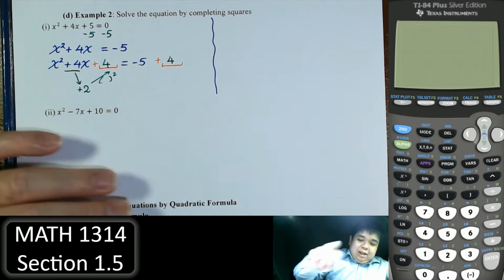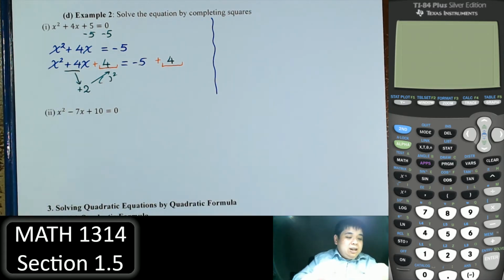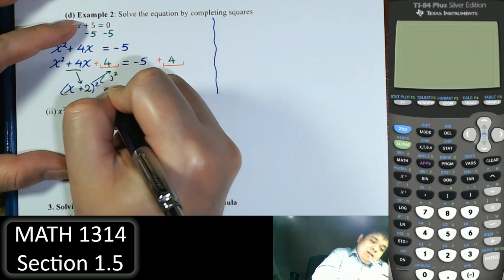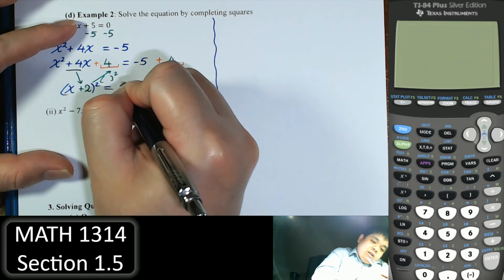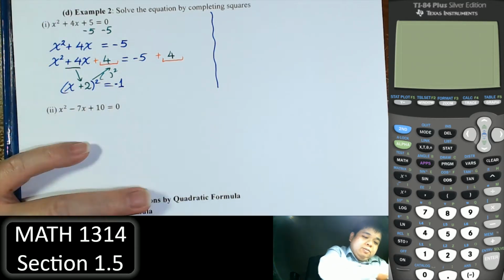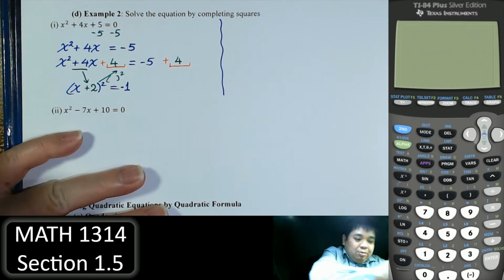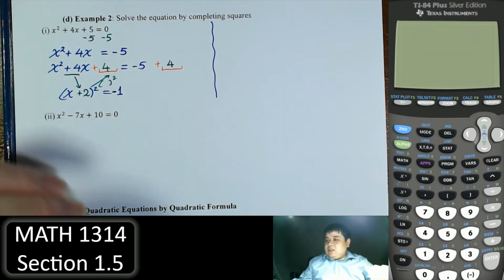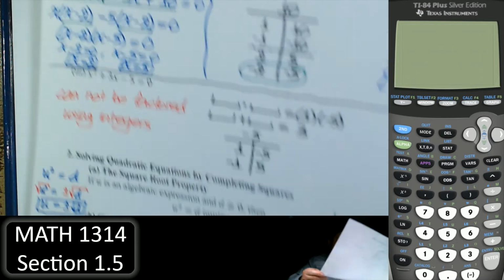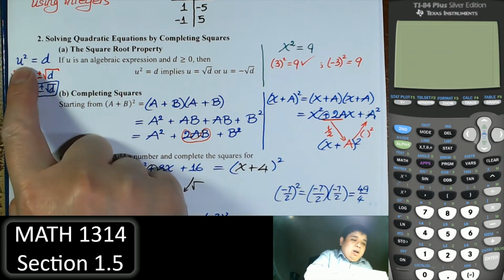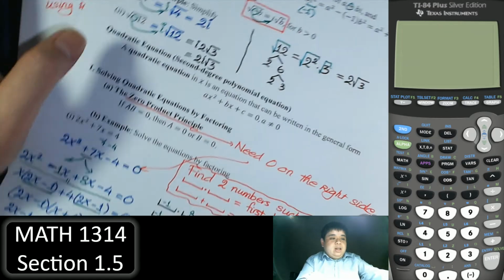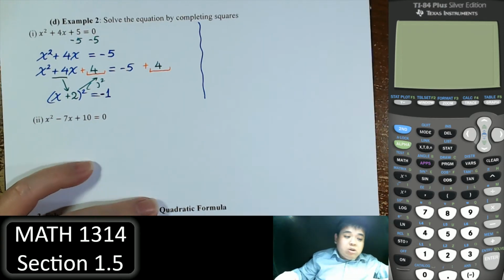Right. And then if it is x squared, it's easy. I'm just going to put an x here. Then 5 plus 4 is negative 1. Alright. So we have that. Next we use the square root property. If u squared equals d, then u equals plus or minus the square root of d. What I do is I will take the square root on both sides.